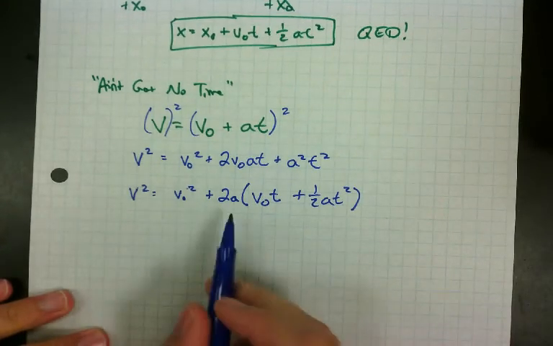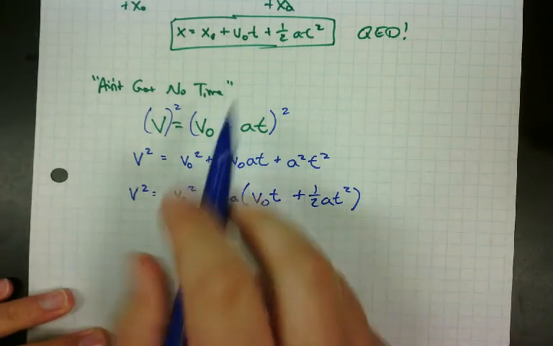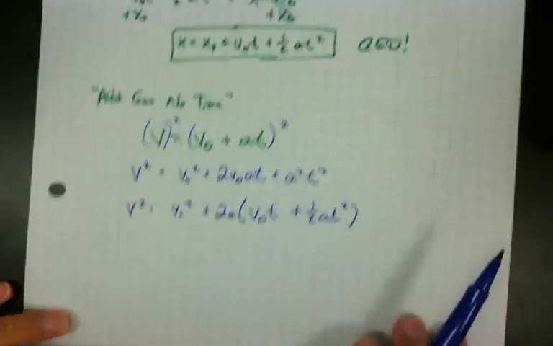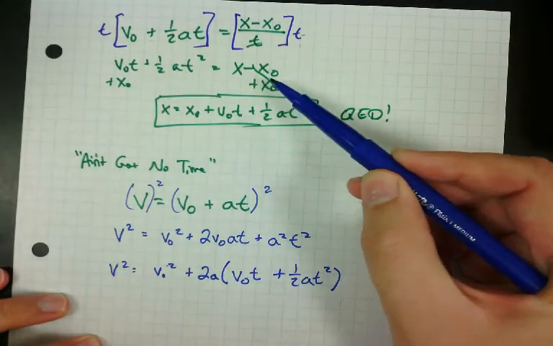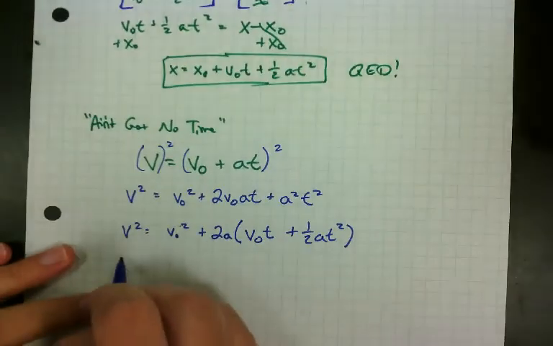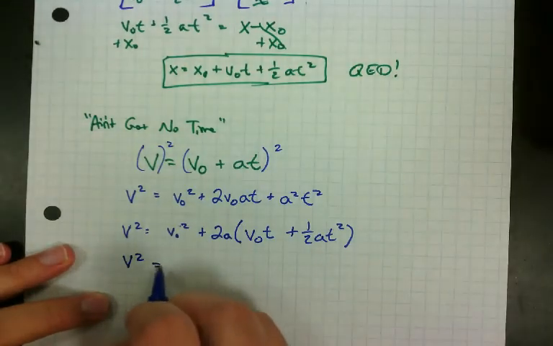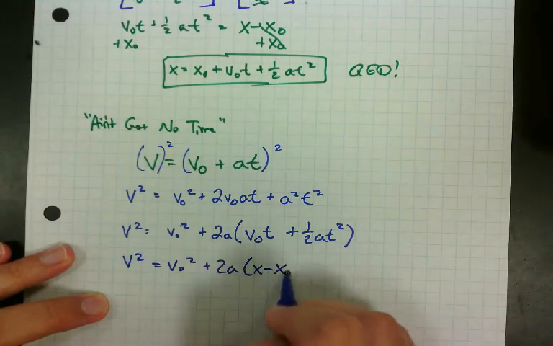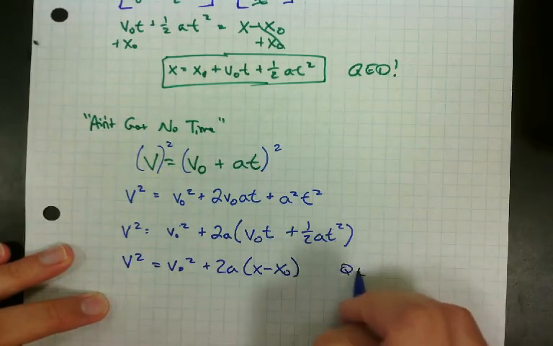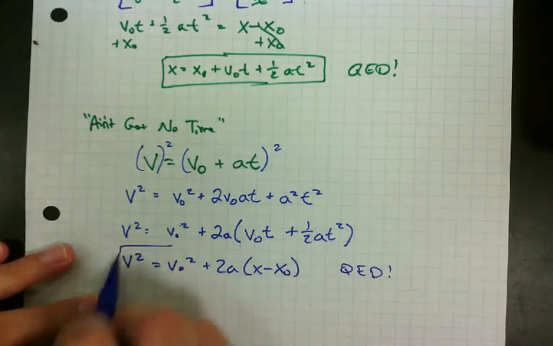So then, does this look familiar to you? This looks an awful lot like what we had up here, right? V naught t plus 1/2 AT squared was equal to x minus x naught. So now I've got v squared equals v naught squared plus 2a times x minus x naught. If you look at your notes from last time, that is the ain't got no time equation.